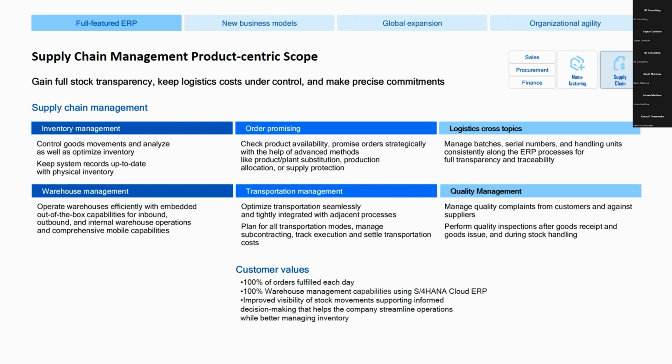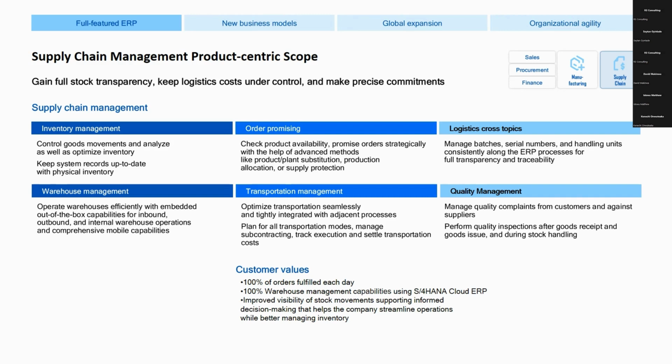Everyone understands the important role supply chain management plays when it comes to business operations. SAP has done a fantastic job with S/4HANA Cloud Public Edition by providing various core business processes under supply chain. Each process will be explained in detail. For example, let's start with inventory management.